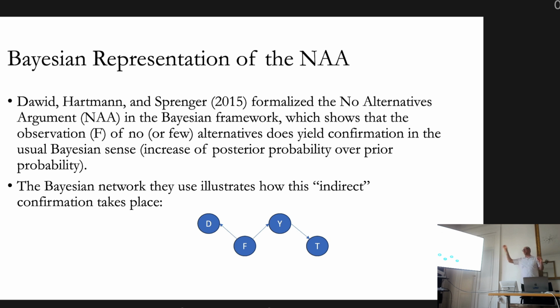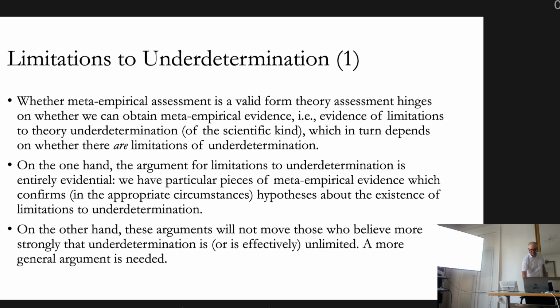Yeah, the arguments that eliminate D as an explanation for F lead to an increase in probability of Y, which then influences an increase in probability of T. Okay, so if you like the Bayesian approach, then you can understand the no alternatives argument completely in a Bayesian framework.